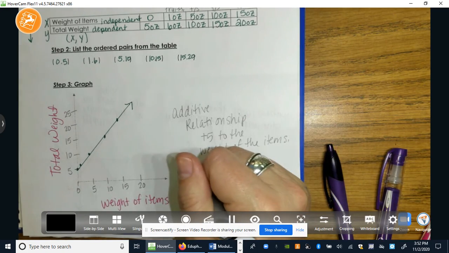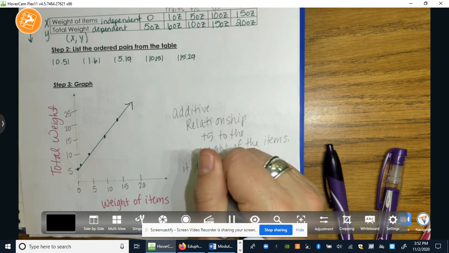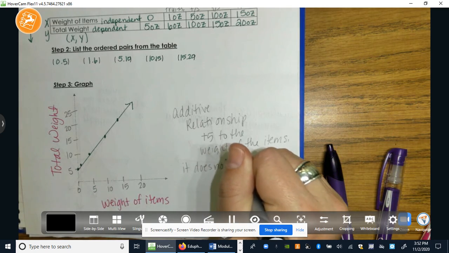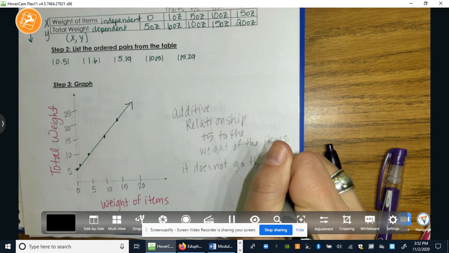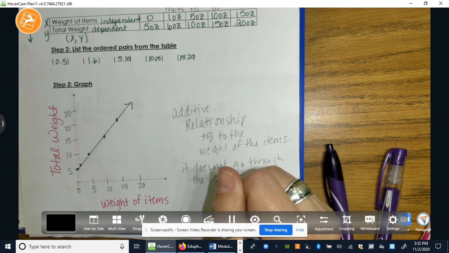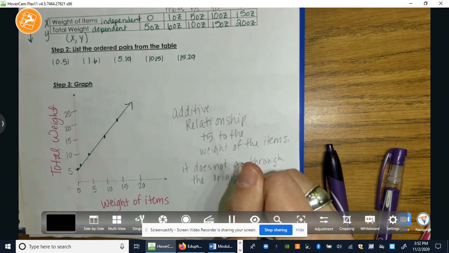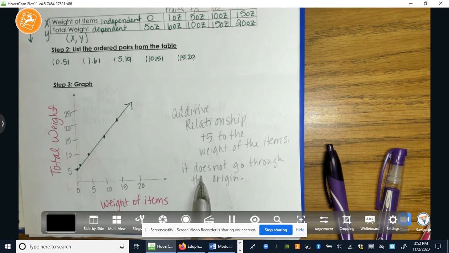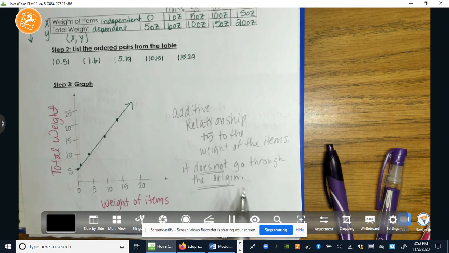And also visually, it does not go through the origin. So that's important, this part right here. It does not go through the origin. That makes it additive. That makes it an additive relationship.